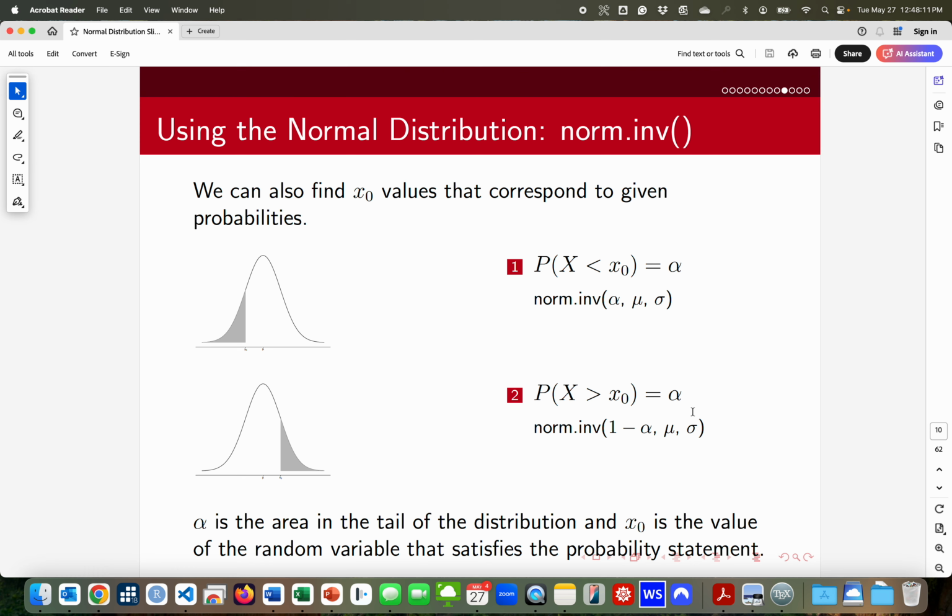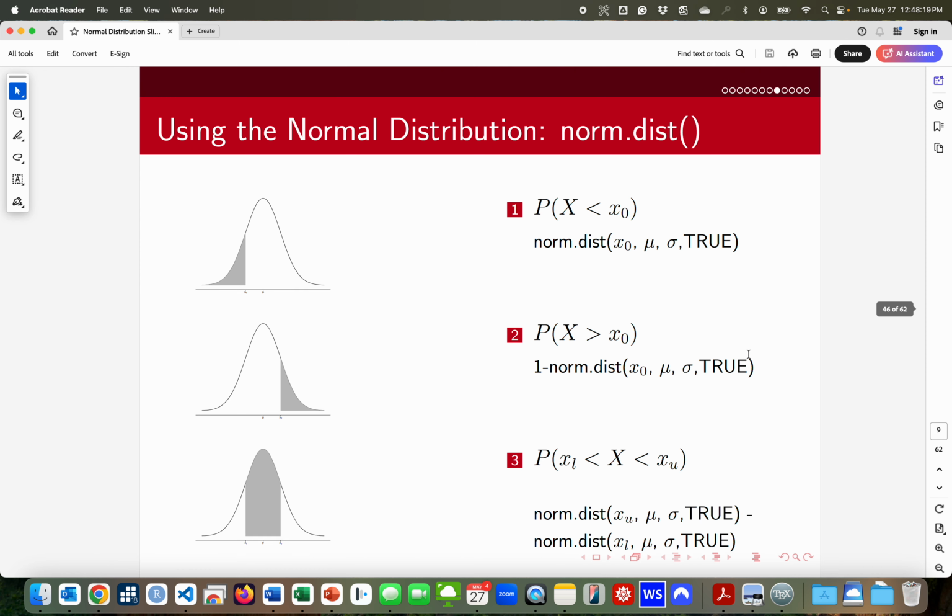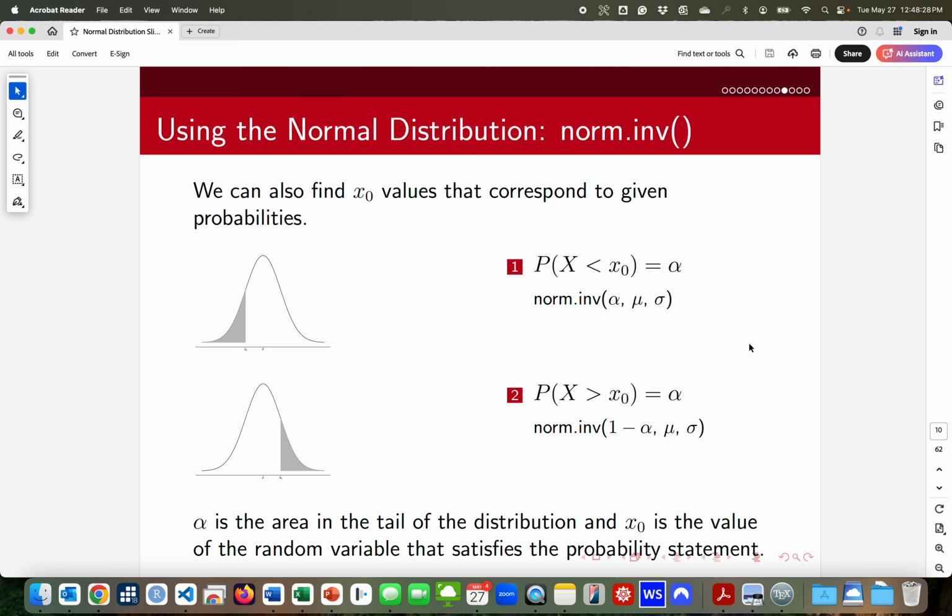The NORM.INV function is what we use to find values that correspond to probabilities. So in these previous problems, I give you an x value and I ask for a probability that's associated with that x value. With this type of problem, I give you the probability and ask you to find the x value that is associated with that.